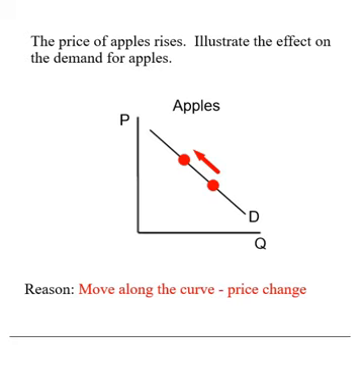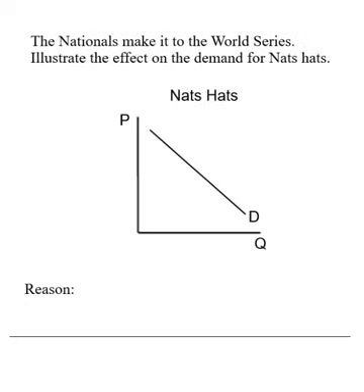If you need more time, pause it. If not, here's our last example. The Nationals make it to the World Series. Illustrate the effect on the demand for Nats hats. So we have price, quantity, demand, and Nats hats the good. What do you think is the shifter here? What is the effect? And which way will demand move?